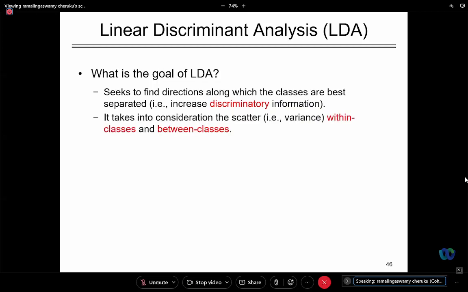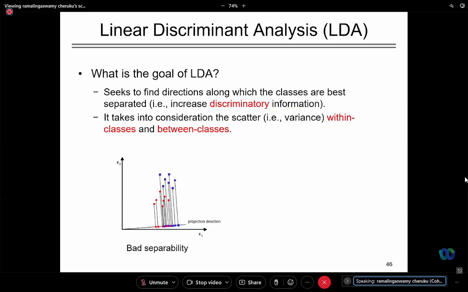It takes into consideration the scatterness, or the variance, within the classes and between the classes. In which direction we should project the data is decided by the scatterness between the classes or within the classes. Scatterness is nothing but the compactness or variance of the data: how the data variance is inside the class and outside the classes, between the classes.